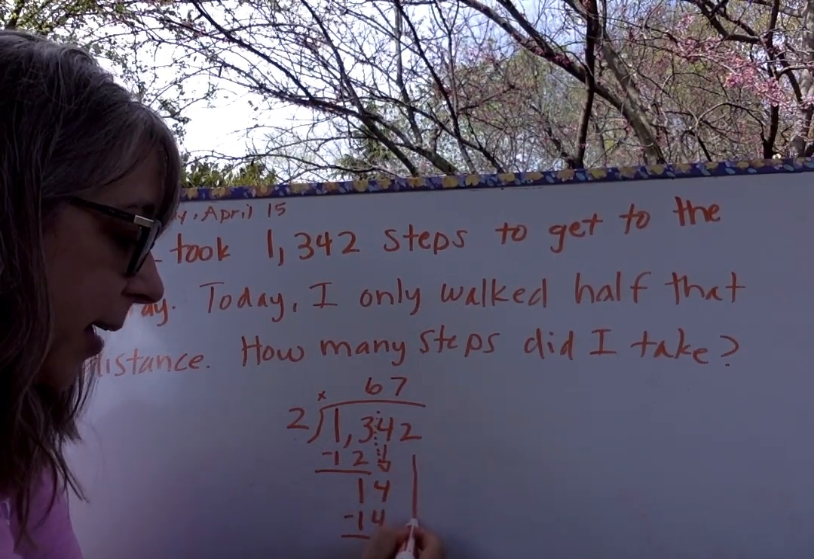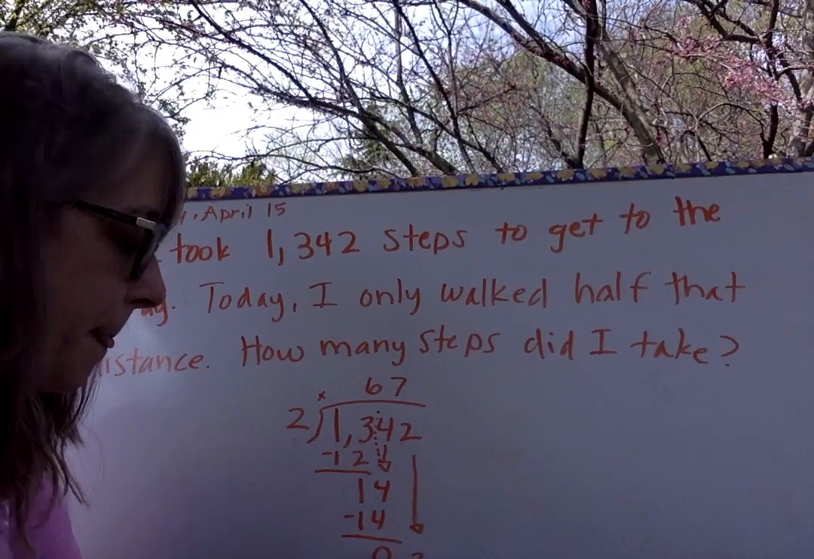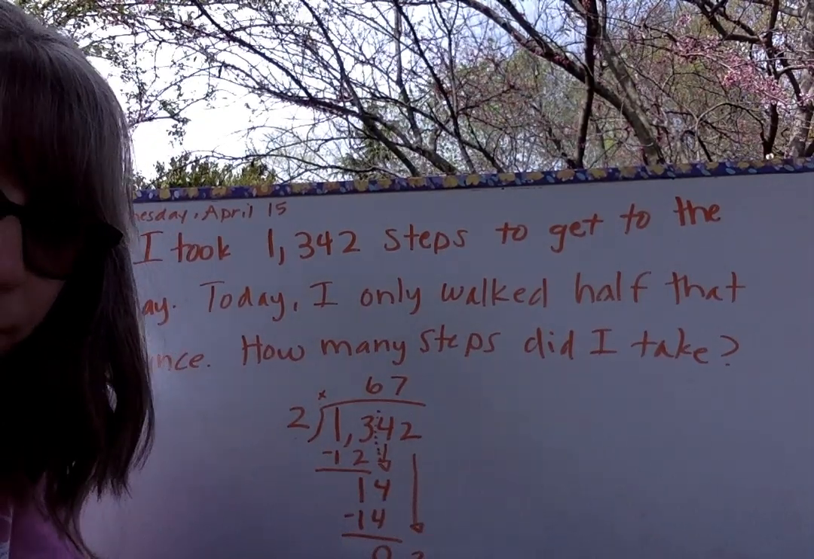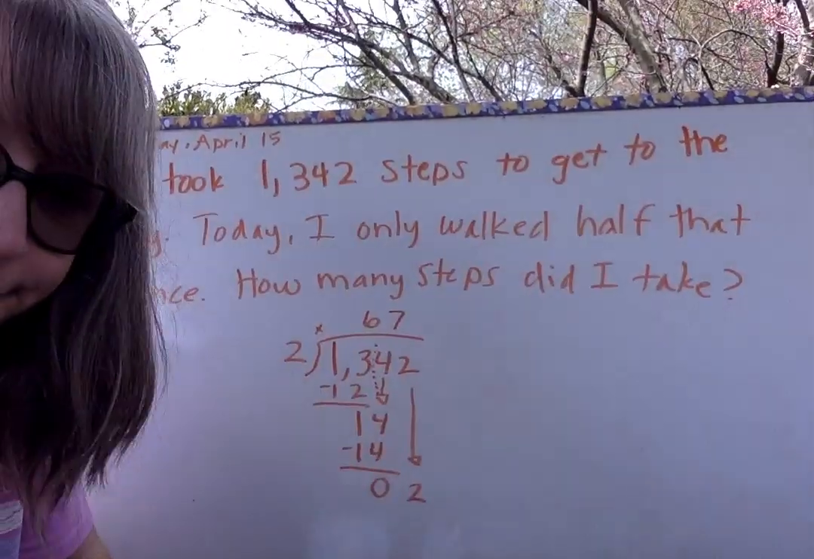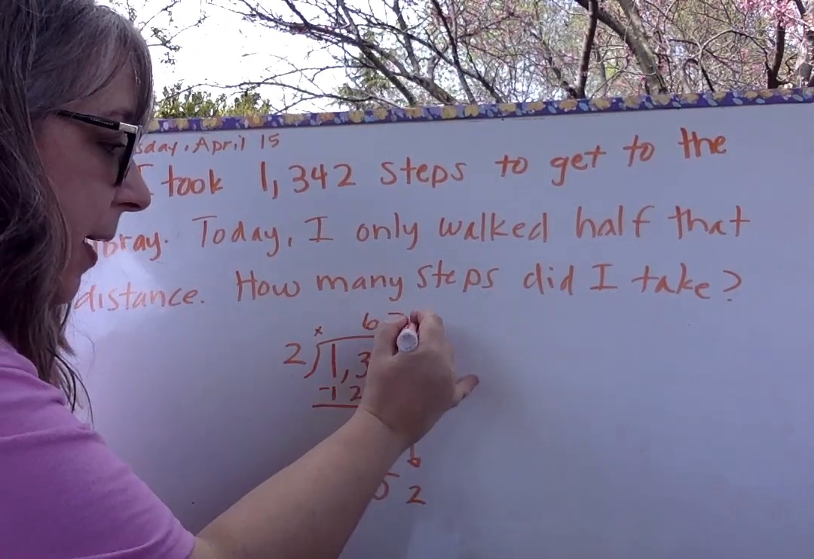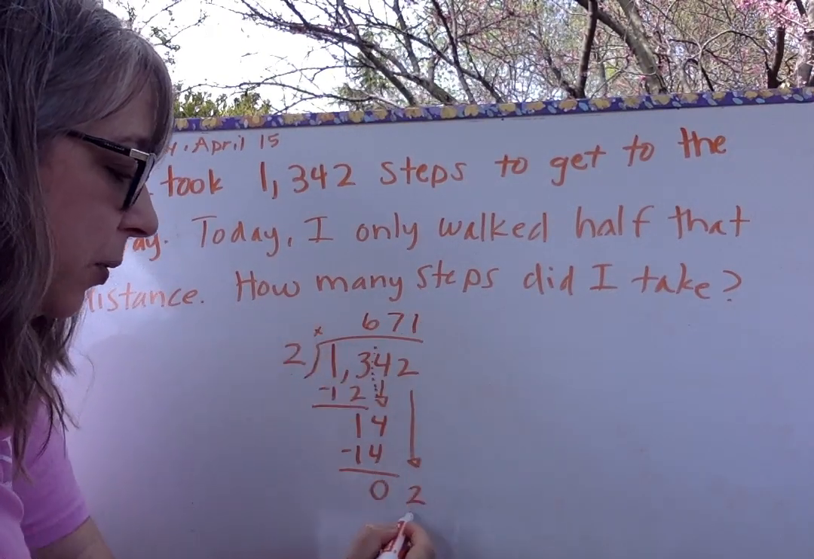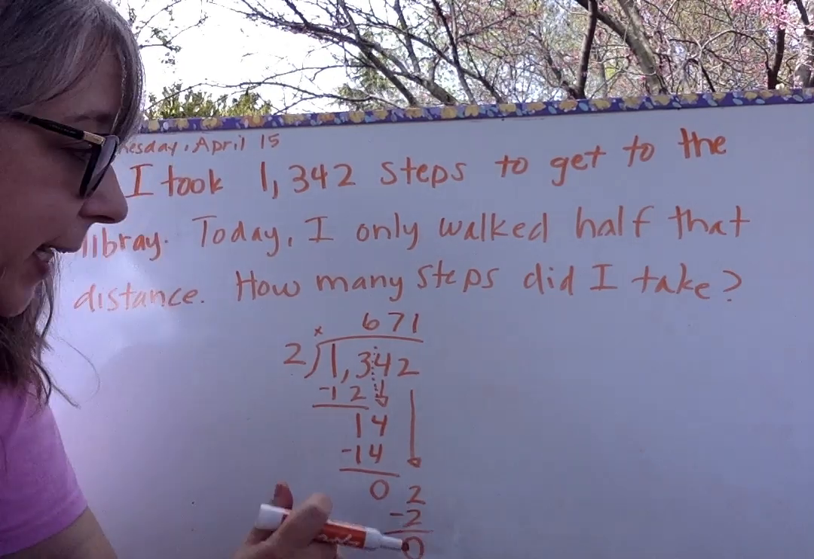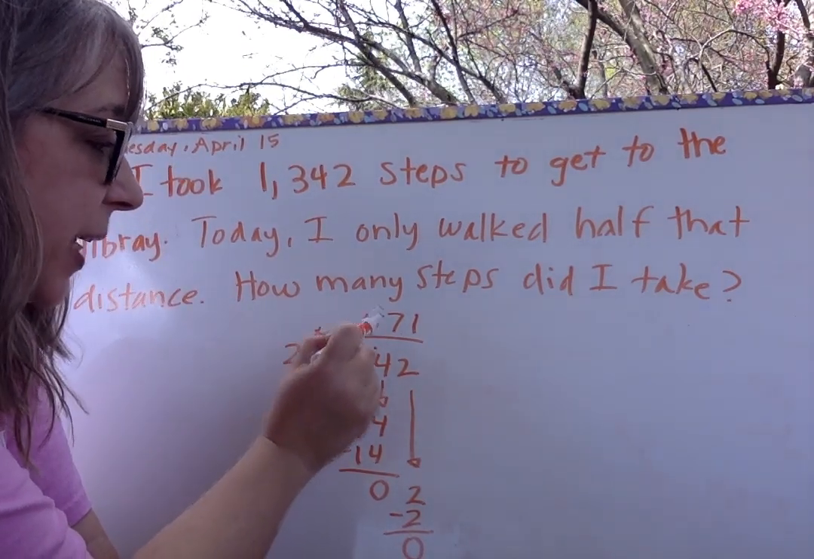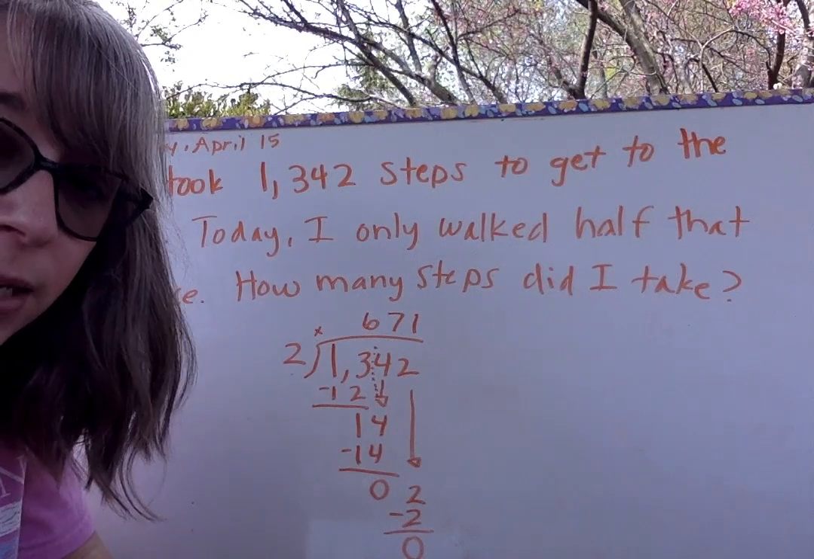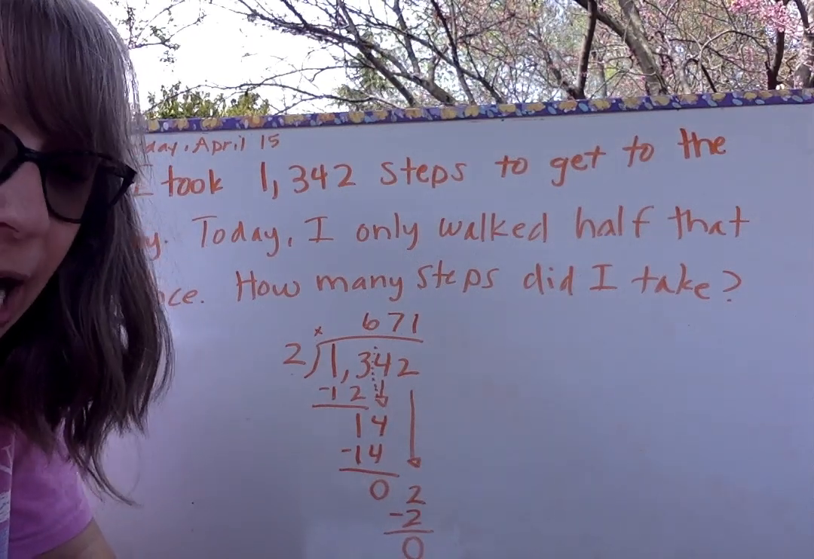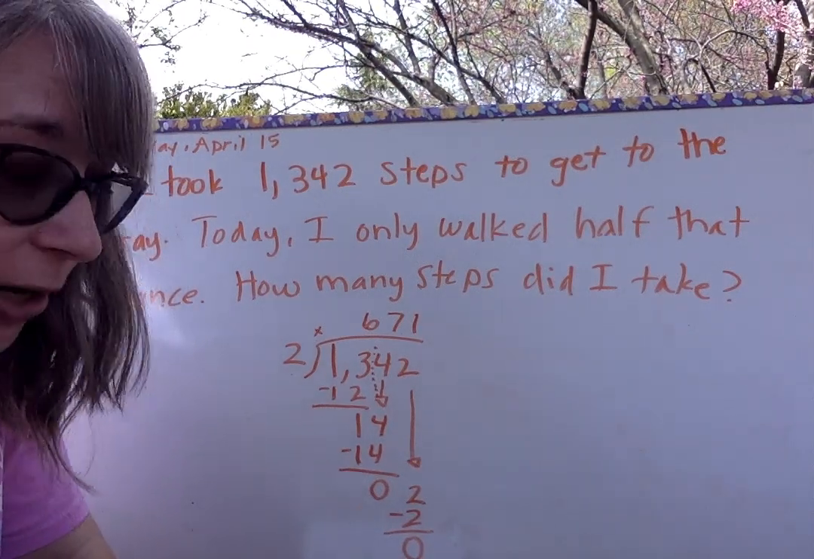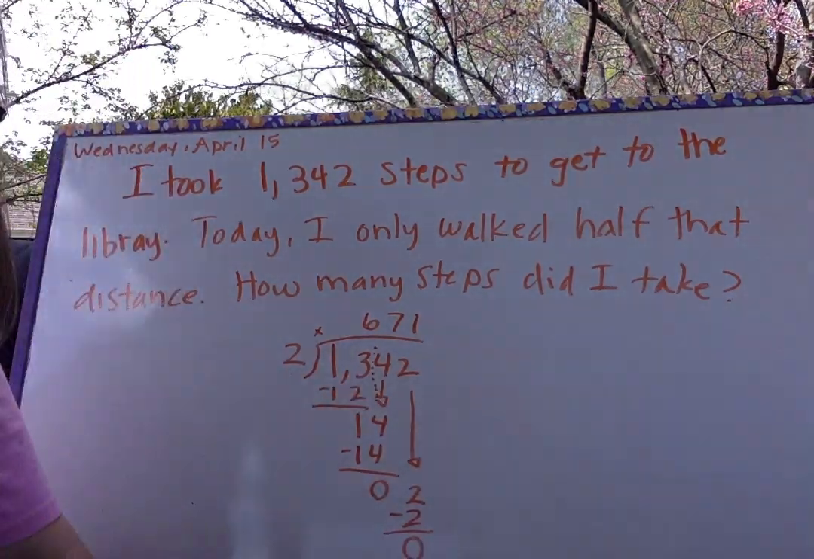We still have to bring down that 2. How many times can 2 go into 2? 1 time, because 1 times 2 is 2. So approximately 671 steps is halfway from my house to the library. And I will check that answer in just a minute.